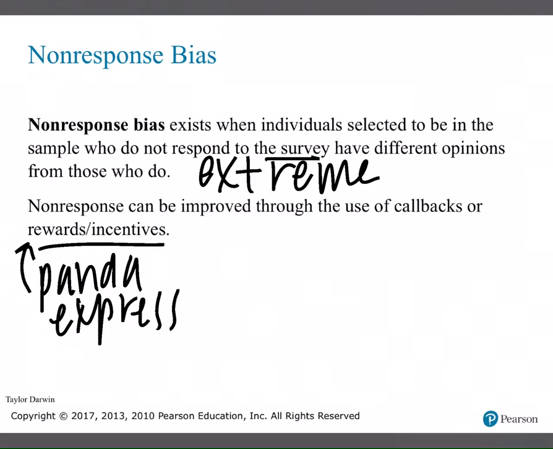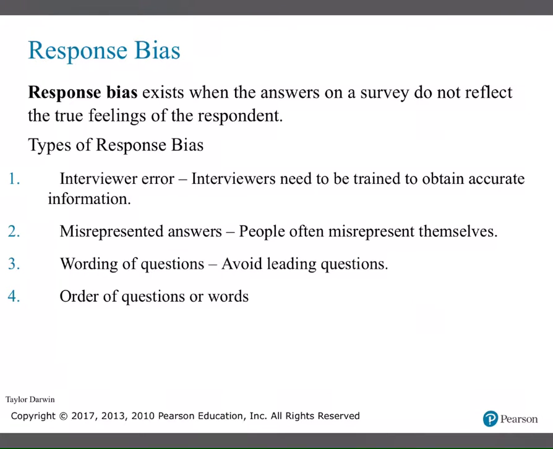So, response bias exists when the answers on a survey do not reflect the true feelings of the respondent. An example of that could be interview error. Maybe the way that they're wording something makes you feel a certain way. So maybe they ask, don't you just love this class? Don't you just hate this class, right? The way they are wording those sentences could make you answer a certain way.